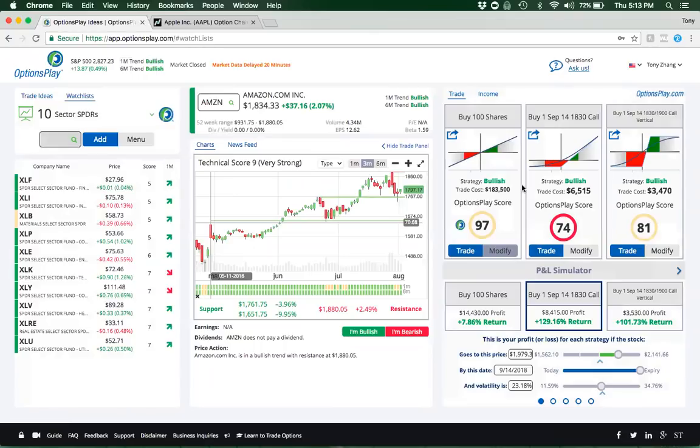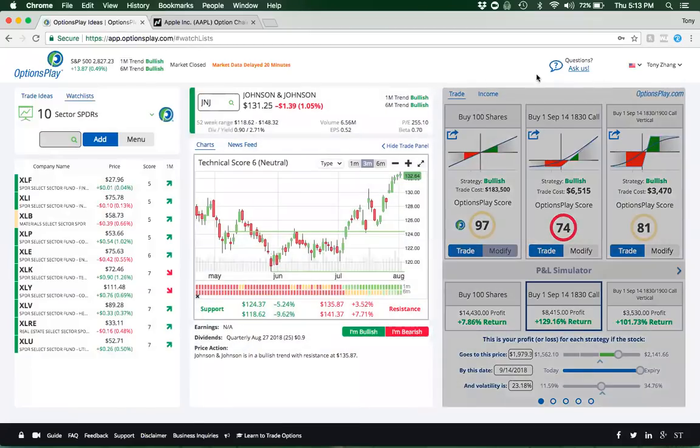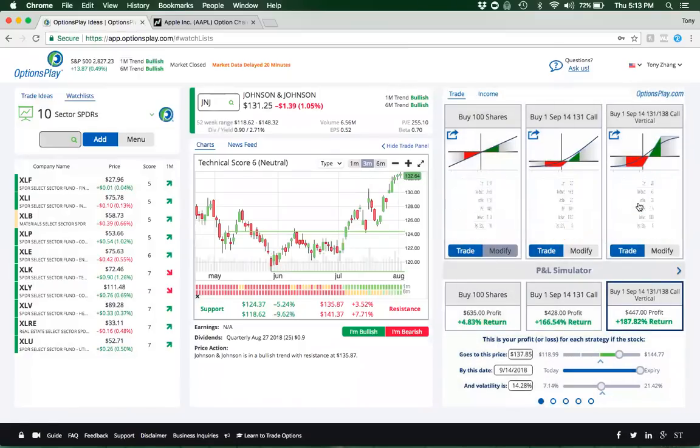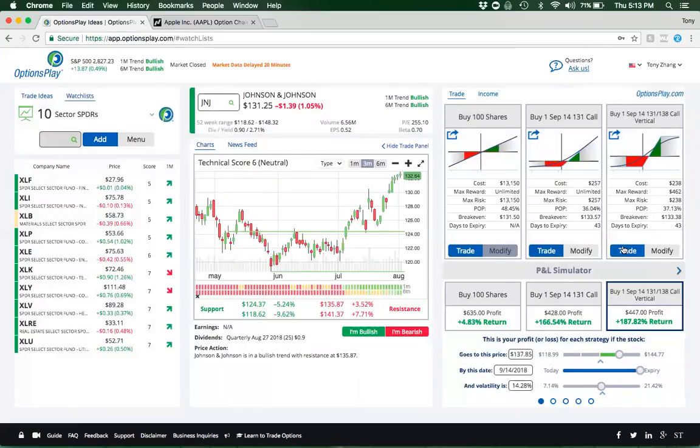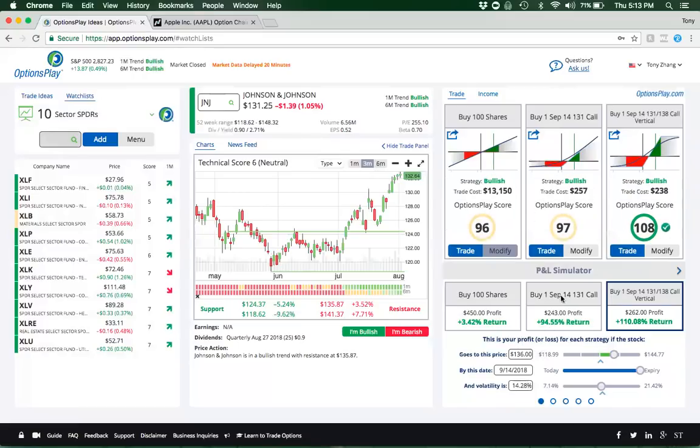Carl is asking, on Johnson & Johnson, the debit spread cost versus a straight call option is only $19. Why isn't a straight call better? Well, the straight call is not better because it costs you more money, which means the break-even price is higher. For example, one is 238 and one is 257. So if the stock goes up, let's say to 136, the reason you get a higher options play score is that the straight call costs that $19 more, so you're going to get a significantly lower return, a 95% return versus a 110% return.